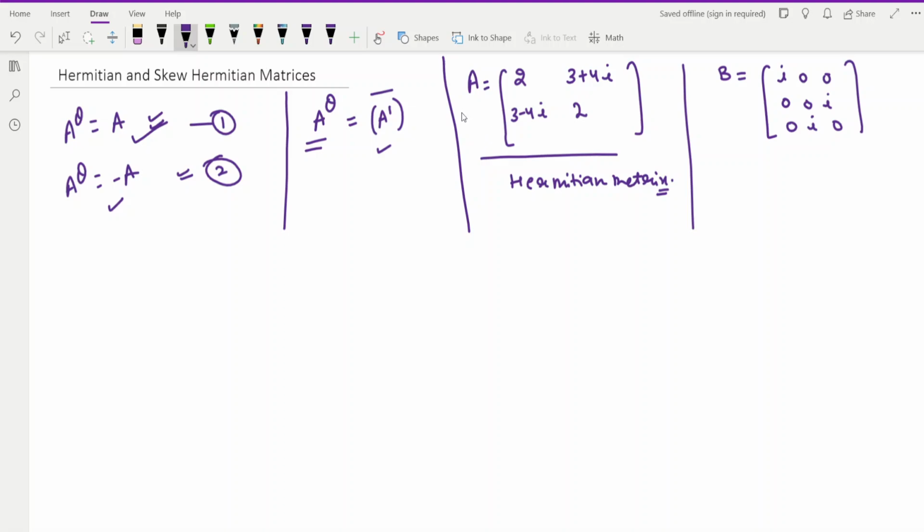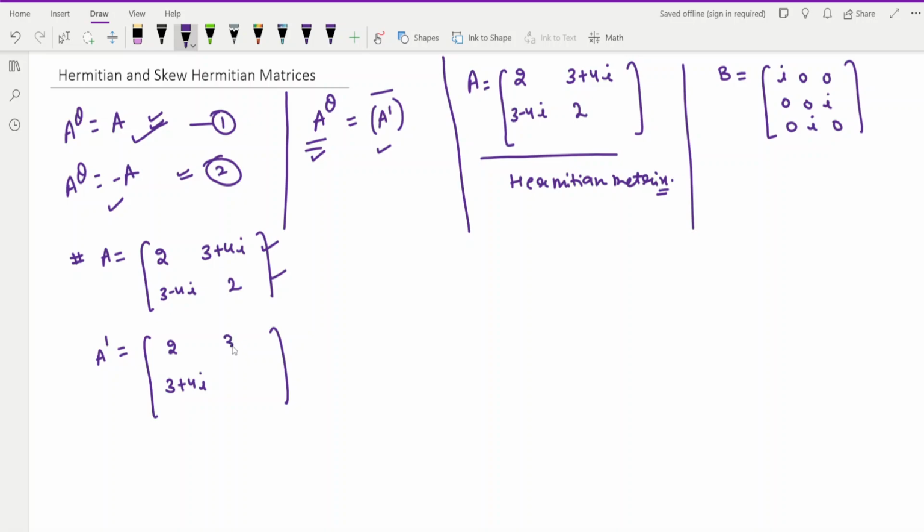Now, in order to get this A theta, what will I be doing? Matrix A is given as 2, 3 plus 4 iota, 3 minus 4 iota, 2. Firstly, I need the transpose of this matrix. We already know transpose, right? This row will become the first column, 2, 3 plus 4 iota, and this row will become the second column, 3 minus 4 iota and 2. Thereafter, I need to take the conjugate of this transpose of the matrix.